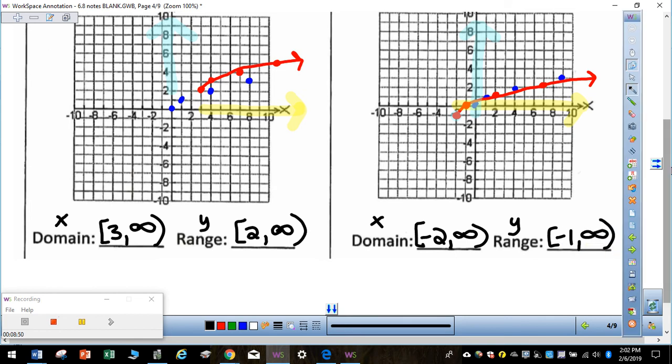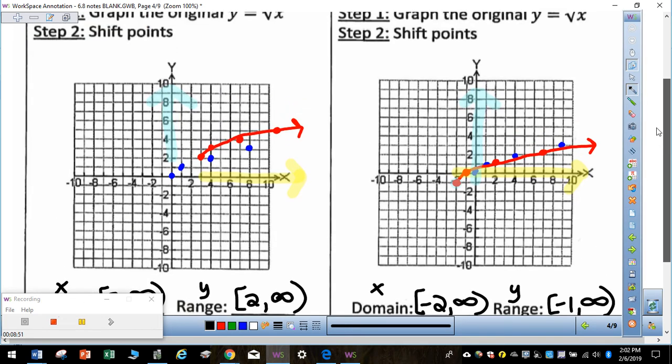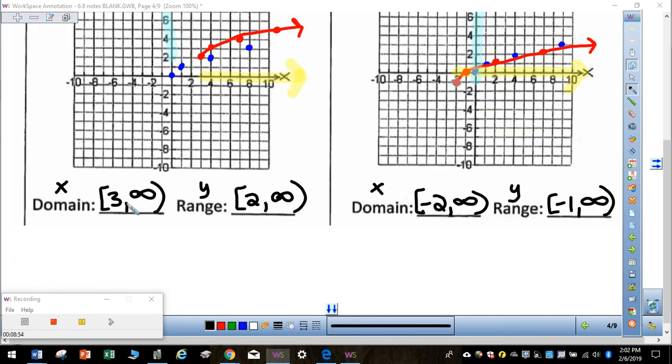And if we do think about those transformations, so in the first one it was right 3 up 2. So see how our domain added 3 to the x, added 2 to the y. So it went to the right 3 and it went up 2. In the next one, our transformation was left 2. So the domain subtracted 2, and down 1. So our range subtracted 1.